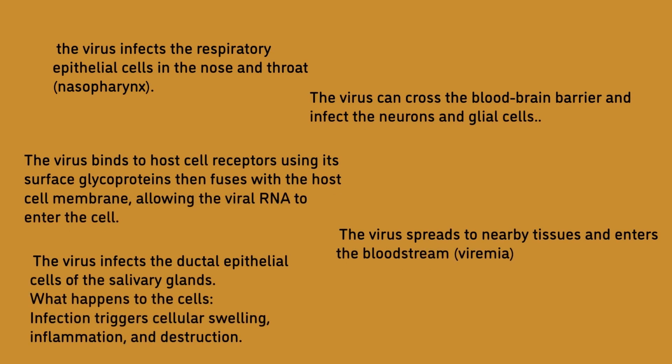So here on the screen, you'll see a bunch of words, but let me break those words down for you. Talking about the mumps virus, it first infects the cells in your nose and your throat, and we call it the nasopharynx. Then it spreads into your blood and it travels to other parts of your body.